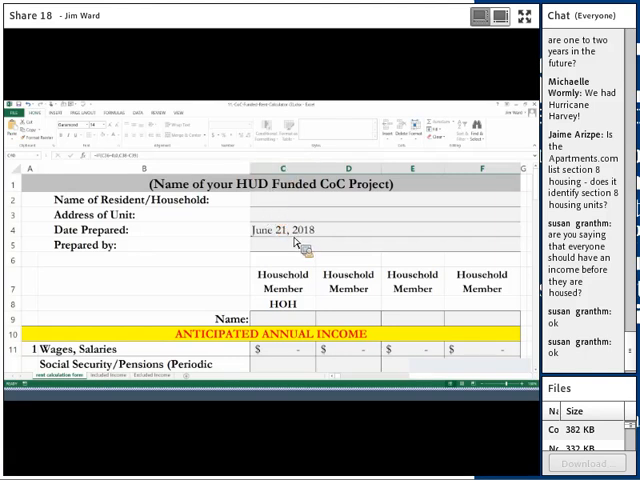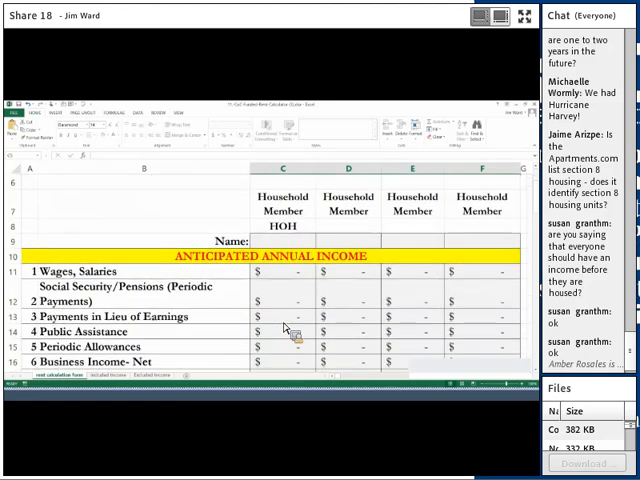You can get this document from the THN website under the Continuum of Care page. You can enter, and should be entering, your participant's name, the address of the unit that they live in, and who prepared this document. And then any adult household members. So the head of household would go under column C. You can put their first name there. And then any wages, salaries. The only manual calculation that you will have to do is annualizing a participant's wages or salaries.